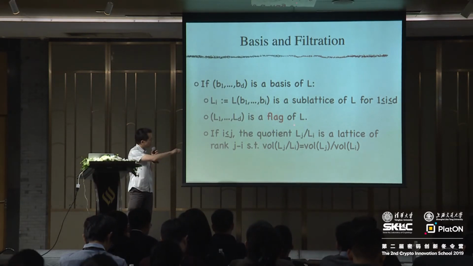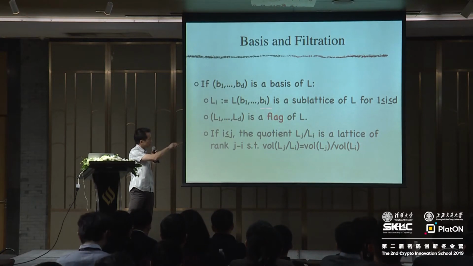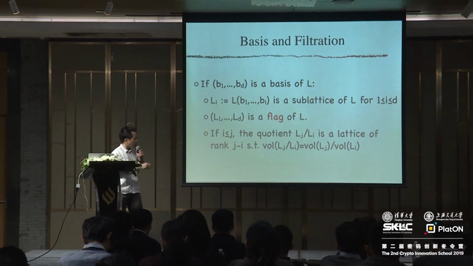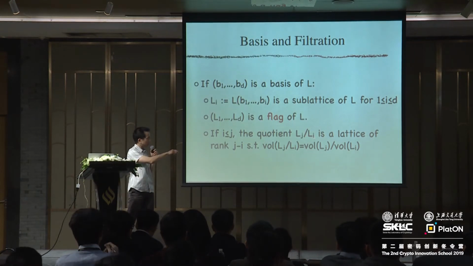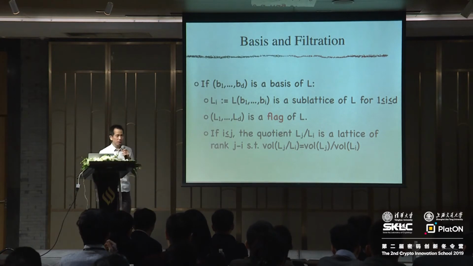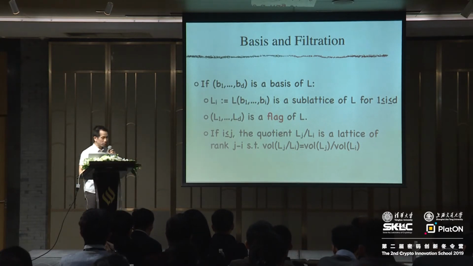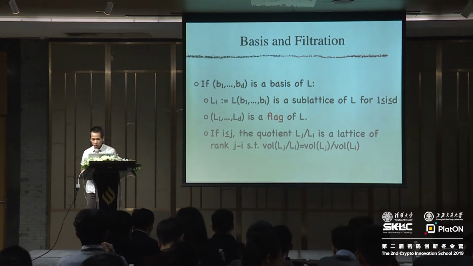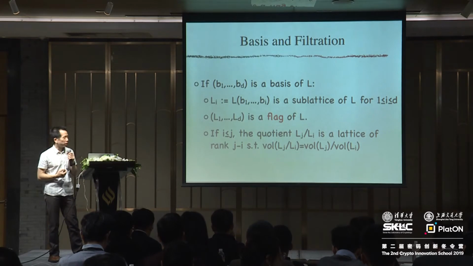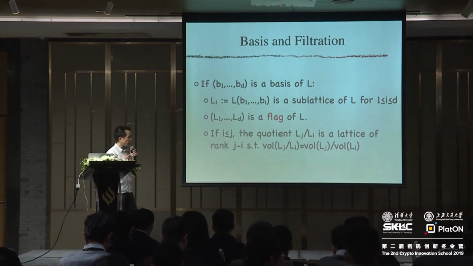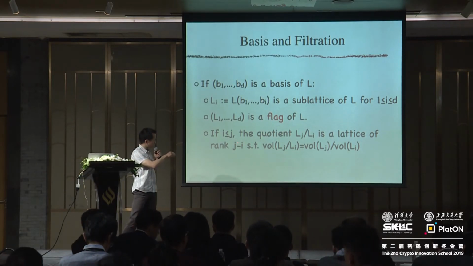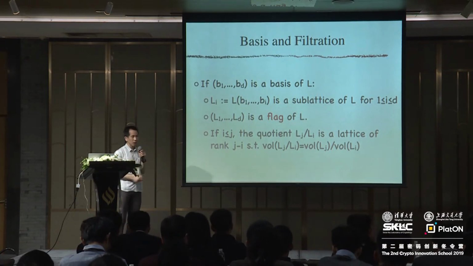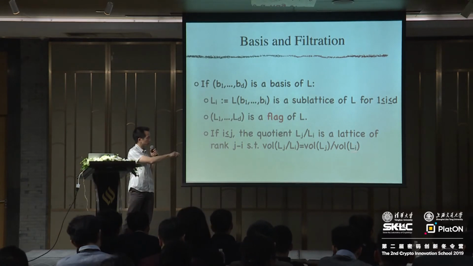What does it mean? If you take L_j, this sublattice, and if you take i less than j, then you realize that L_j divided by L_i is not just any group. It's actually a lattice. You can view it as a lattice. In terms of implementation, you can view it as some projection of a lattice. And it's a very natural lattice. Its rank is j minus i, and the volume of this quotient lattice is just the quotient of the volumes.